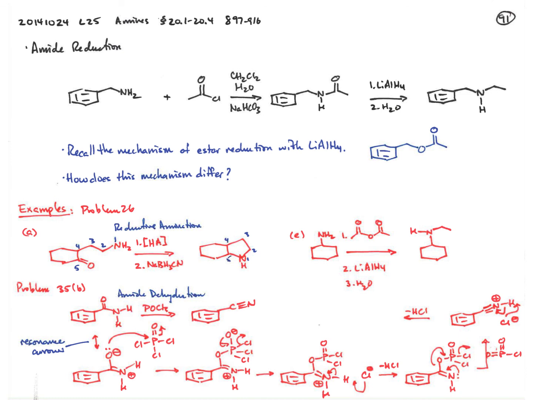So if we imagine another reaction, amide dehydration, we can make this molecule by treating ammonia with benzoyl chloride. We can then dehydrate this primary amide in the presence of phosphorus oxychloride. And essentially what this does is form a nitrile.